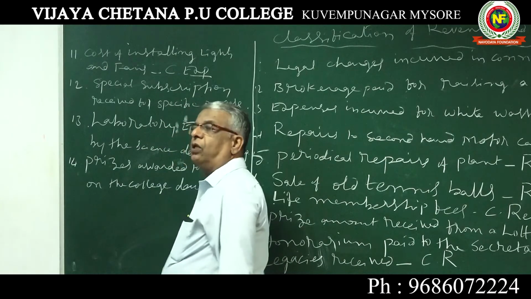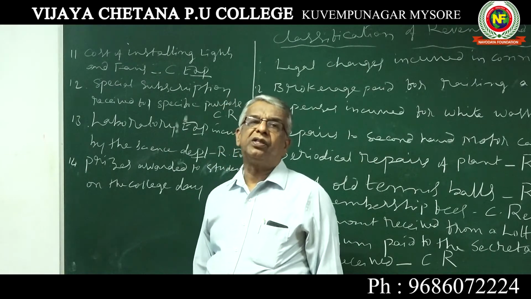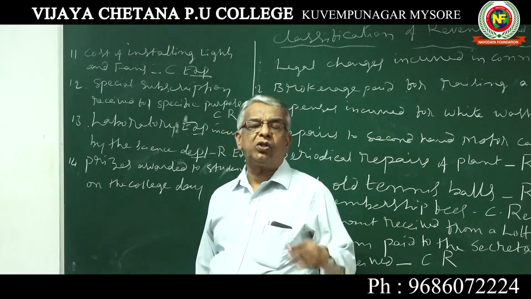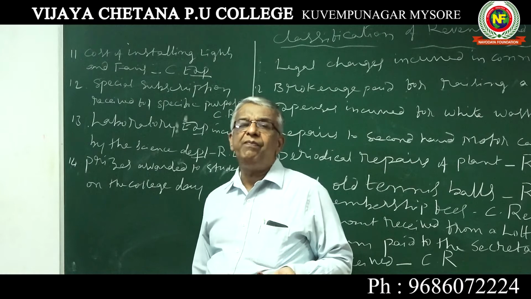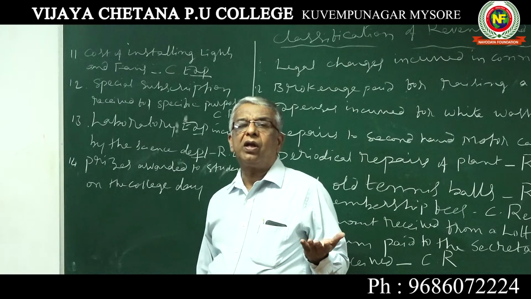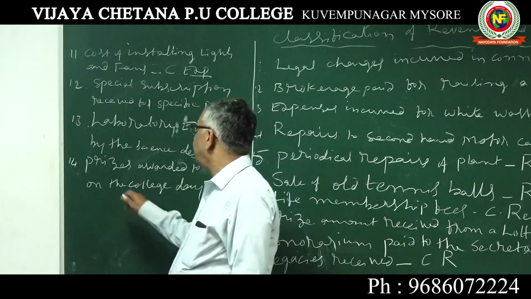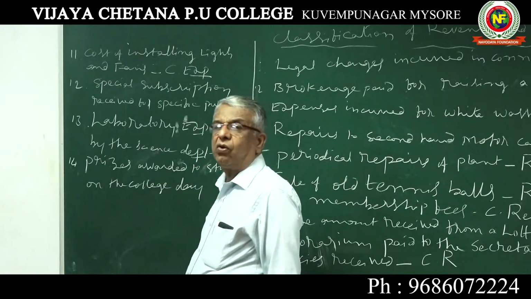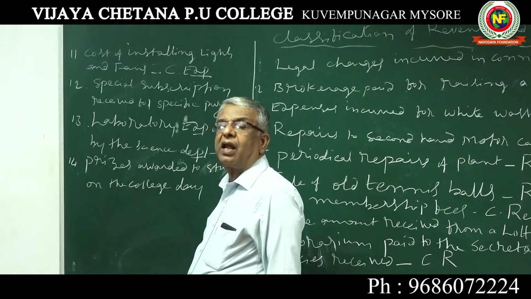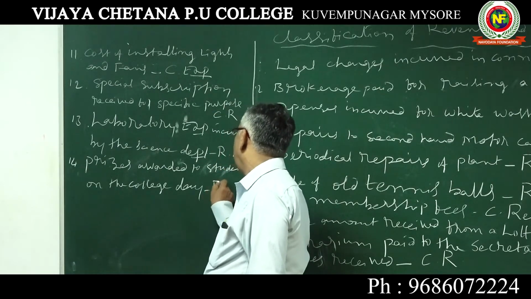See here, as you know, every year they are supposed to conduct sports events. So to the winners they are supposed to give prizes: first prize, second prize, third prize in their annual meeting. So whatever prizes are awarded by the college to the winners among the students are recurring in nature. Therefore, it is a revenue expenditure.